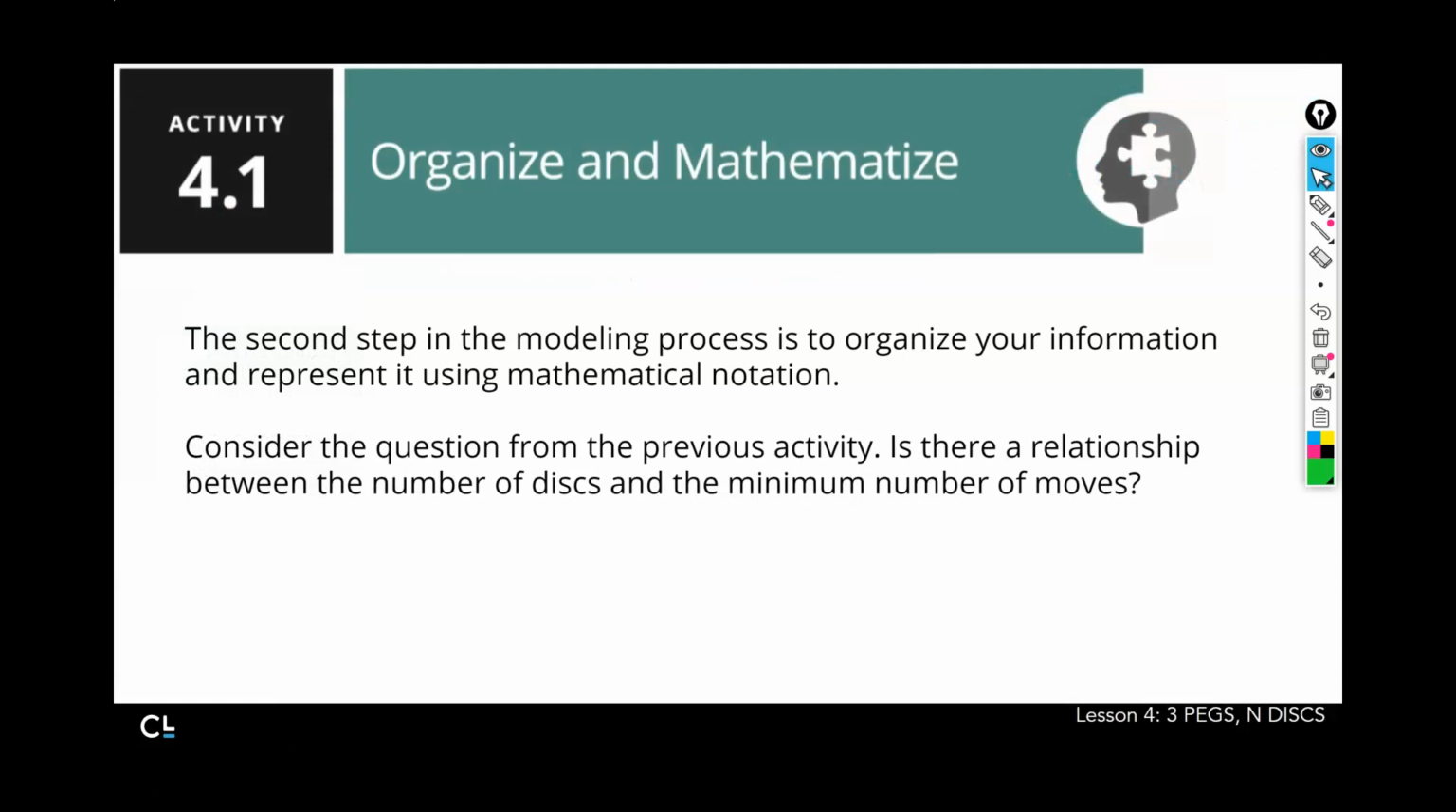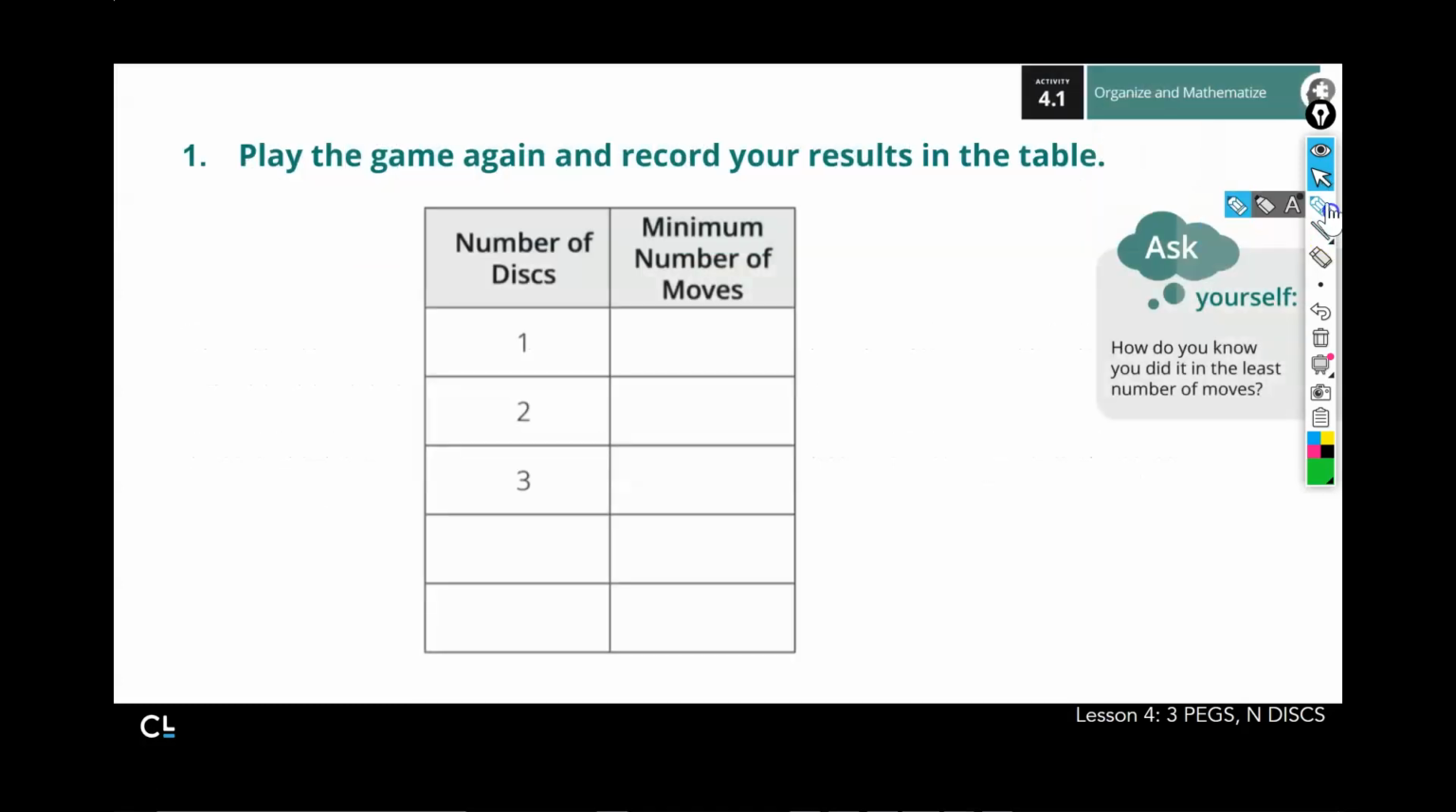The second step in modeling practice is to organize your information and represent it using mathematical notation. Consider the question from the previous activity. Is there a relationship between the number of discs and the minimum number of moves? So if you notice in my video, when I had 1 disc, I had 1 move. When I had 2 discs, I made 3 moves. With 3 discs, I had 7 moves. So what do we notice about this pattern?